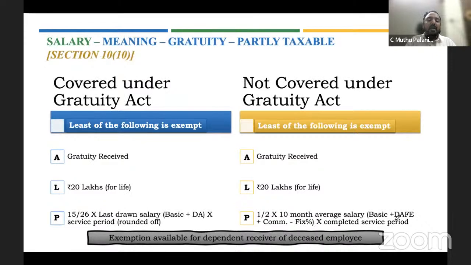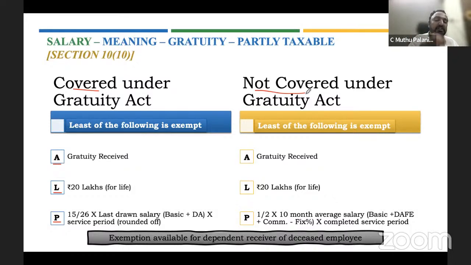In what situation? We will understand these provisions and formulas using three components called ALP. A stands for actuals, L stands for limit, P stands for proportion. So with this ALP we are going to understand most of the provisions. As far as gratuity is concerned, when we say partly taxable, we are dividing into two sets of people: one set covered under the Gratuity Act, another set not covered under the Gratuity Act. That's why I said the word receipt is important. What did it say in pension? It said receipt of pension, receipt of gratuity.